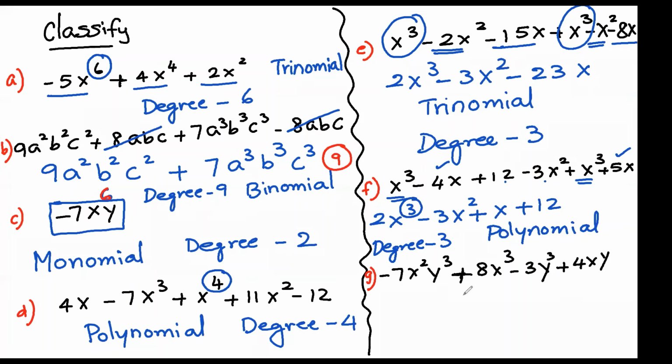Okay, so let's look at G. Negative 7x squared y cubed plus 8x cubed minus 3y cubed plus 4xy. What is the name of this polynomial? Anybody? Third degree polynomial. It's a third degree polynomial. Any other answers?